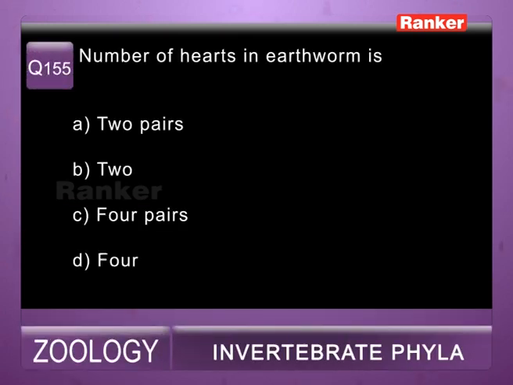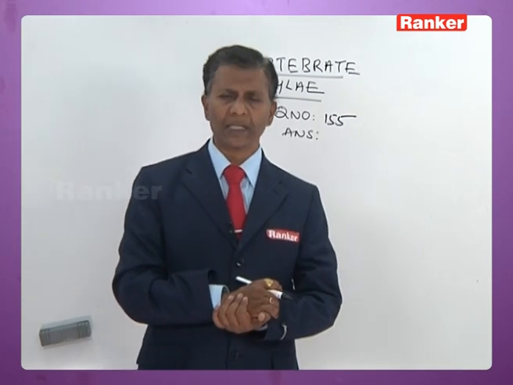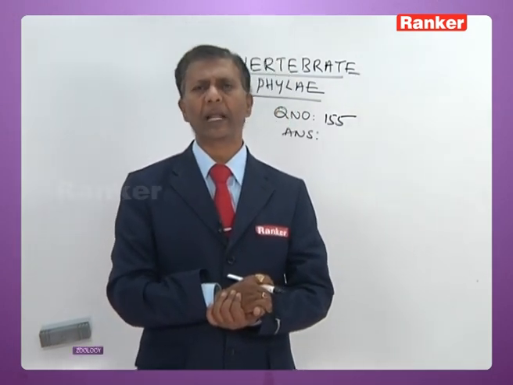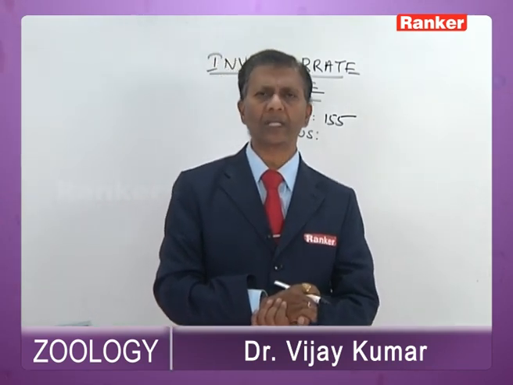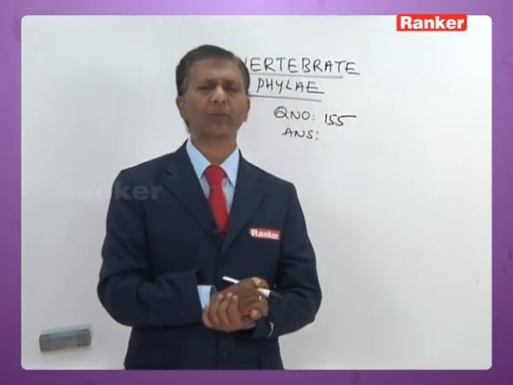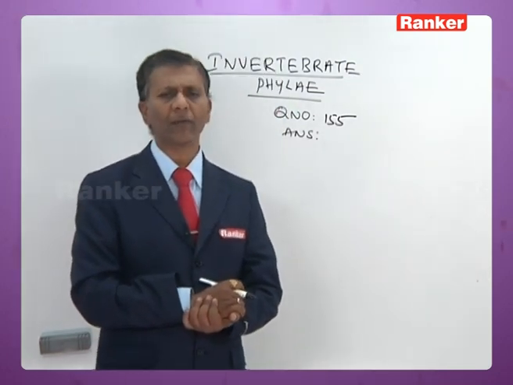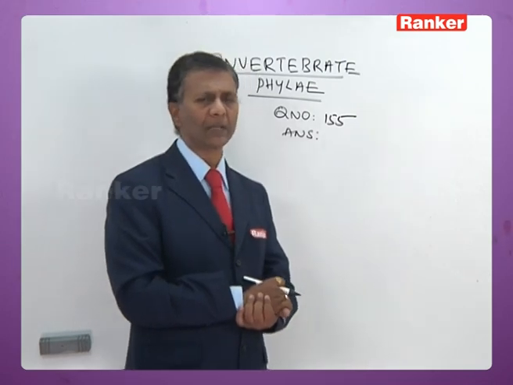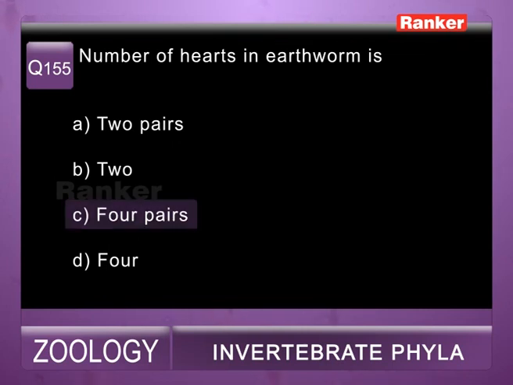Now 155, number of hearts in earthworm is A 2 pairs, B 2, C 4 pairs, D 4. In Pheretima posthuma, 4 pairs of lateral hearts are present. They are present in 7th segment, 9th segment, 12th segment and 13th segment. The lateral hearts of 12th and 13th are also called lateral esophageal hearts because besides collecting blood from dorsal blood vessel, they also collect blood from supraesophageal and in turn discharge the blood into ventral blood vessel. So number of lateral hearts is 4 pairs present in 7, 9, 12th and 13th segment. So 155 question, correct answer is C.